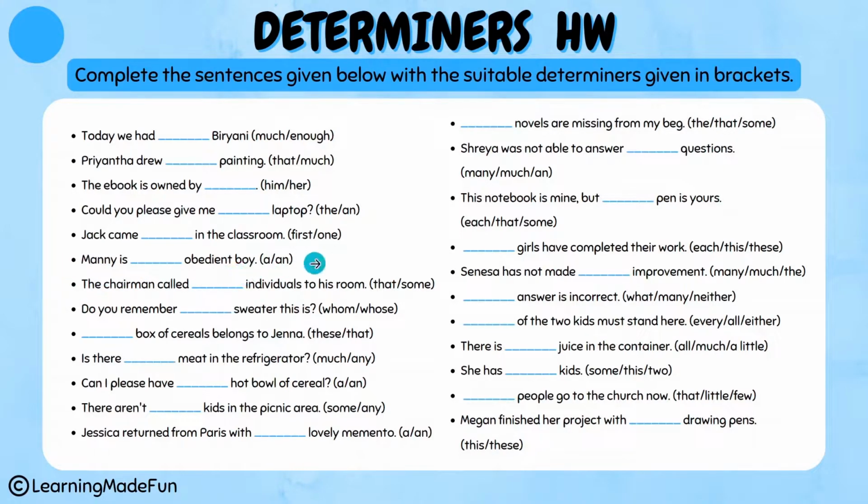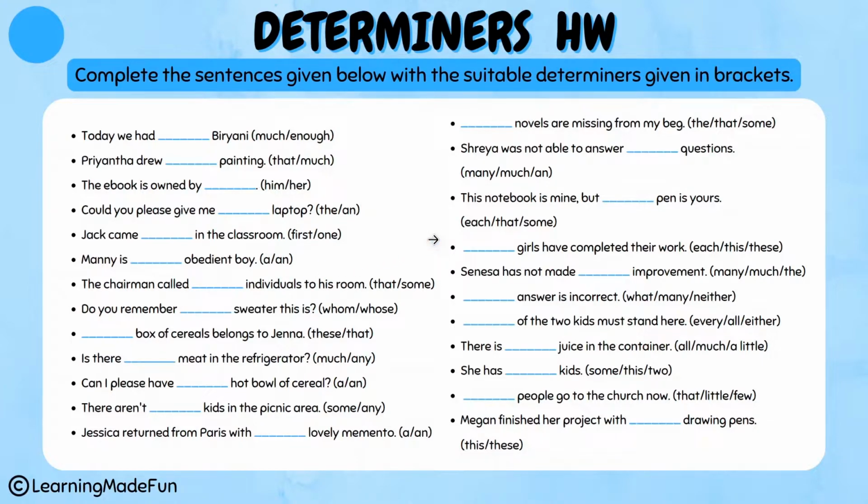Manny is a or an obedient boy. So if you're confused as to which one to use, a or an, then you look at the first letter on the right, which is O. Now is O a vowel or a consonant? Remember that vowels are A, E, I, O, or U, and consonants are the rest of the letters. So O is a vowel, so we use an. If it's a consonant, then we use a. So Manny is an obedient boy.